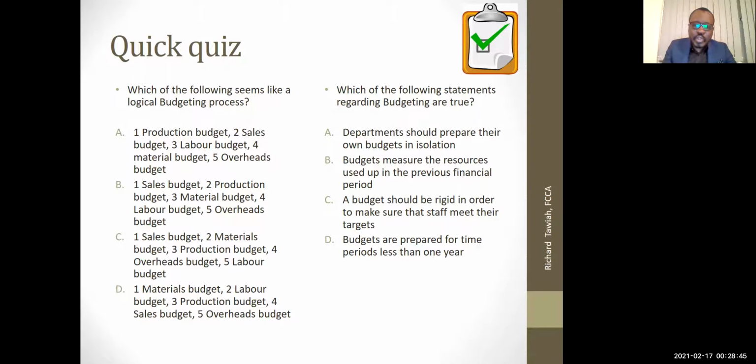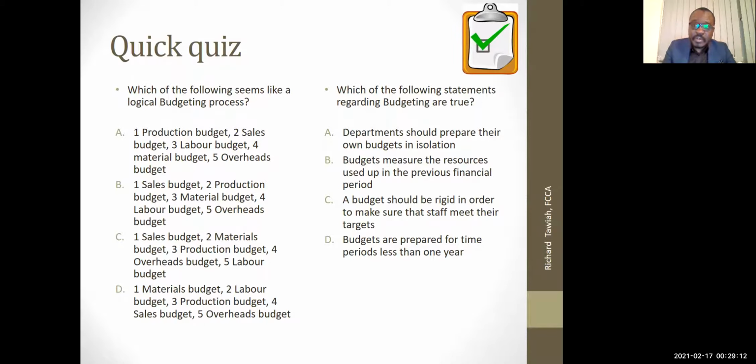Budgets measure the resources used up in the previous financial period. Is it forward-looking? Are we looking at the present and the future, or are we looking at measuring resources in the past? Remember also there's variance analysis, which looks at actual against budget. So look at that statement. It's easy, but if you think deeply, you'll get confused, all right? The budget should be rigid.